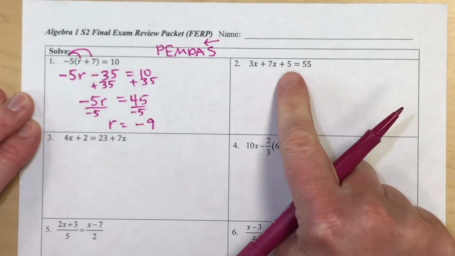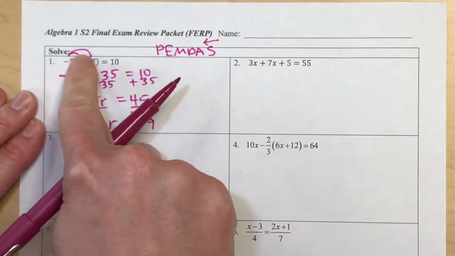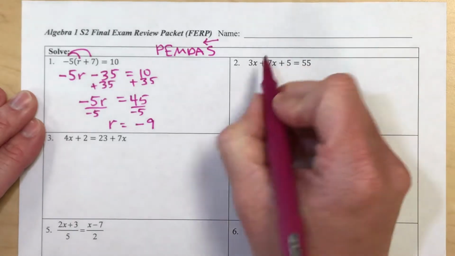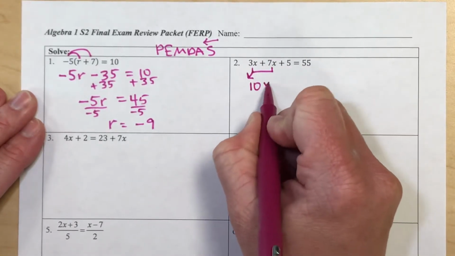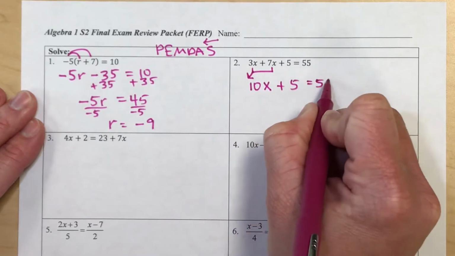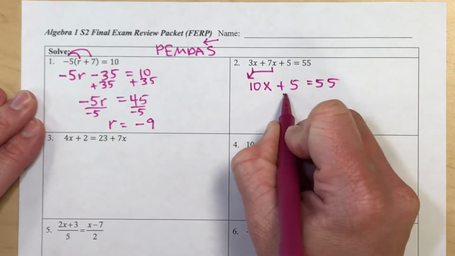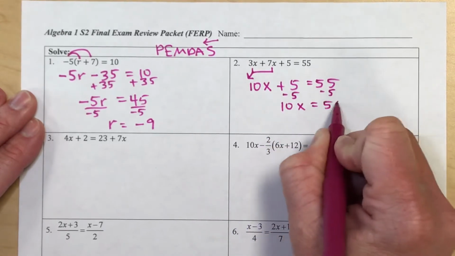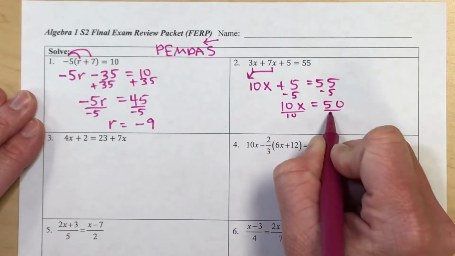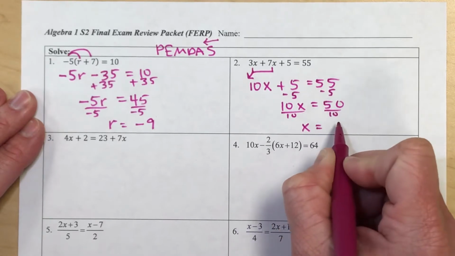Okay, number 2, we have no distribution like we had here, but I notice we have like terms, so we're going to combine those like terms to make a total of 10x. And now to isolate my variable, the x, I'm going to subtract 5 first, and I get 10x is equal to 50, and then I'll divide by 10. And my solution is 5.